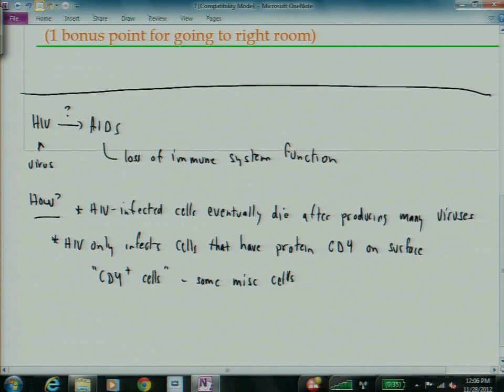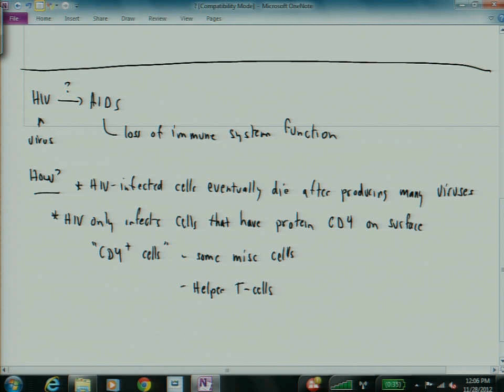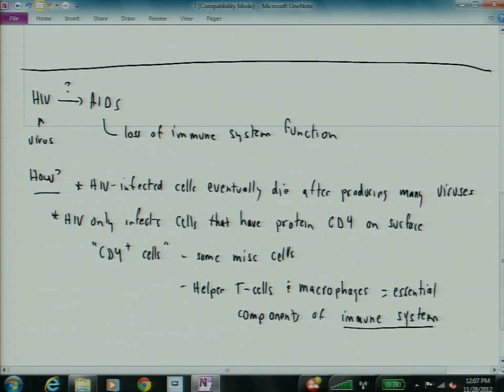There are some miscellaneous cells which are not worth worrying about, but the main thing that CD4 is on are what are called helper T cells. So sometimes you hear about somebody's T cell count also. And things called macrophages. And these are essential components of the immune system. So if you take immunology, they'll talk about these in much more detail. But helper T cells and macrophages are key parts of your immune system.